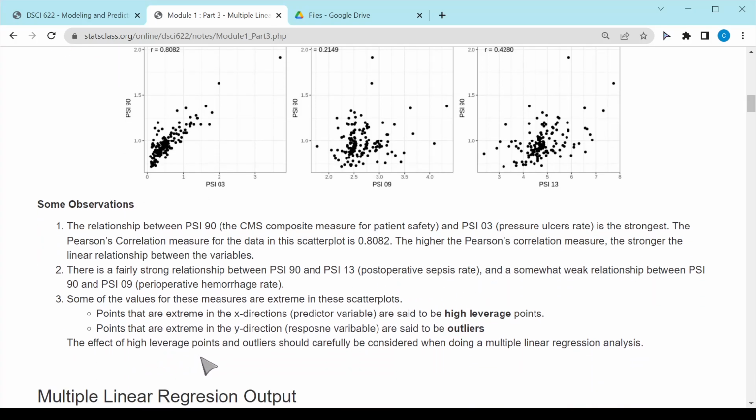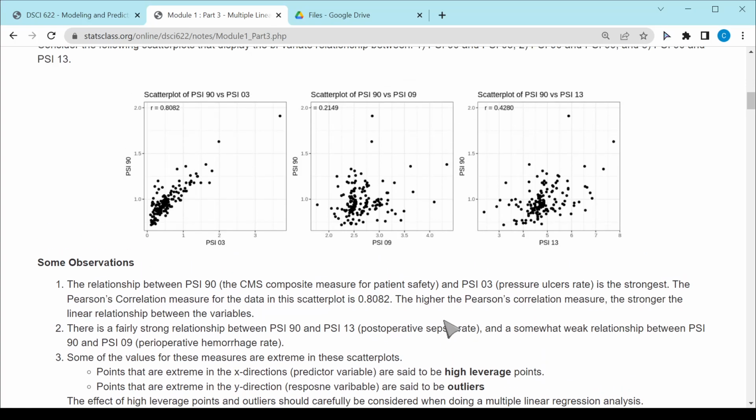The effect of high leverage points and outliers should be carefully considered when you're doing a multiple linear regression analysis. When the goal is simply to obtain the best predictions possible, we certainly want to consider those extreme observations, but those are of less concern than if we were trying to investigate the relationship or the effect of each of these predictors on the response.